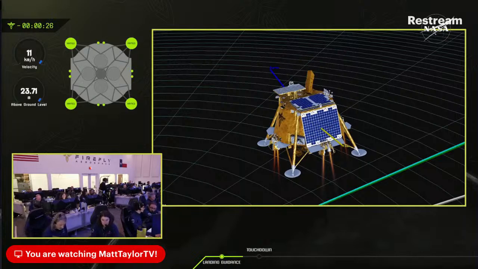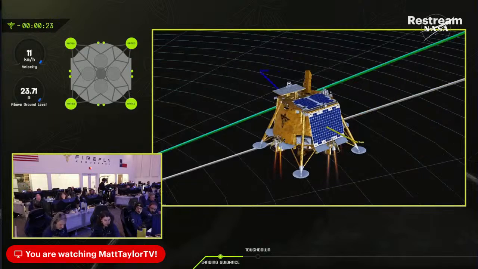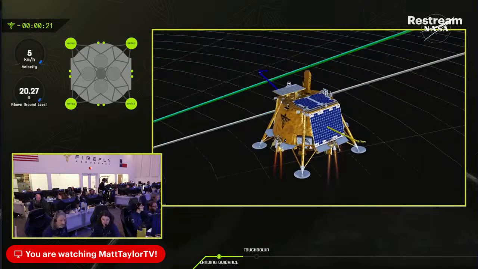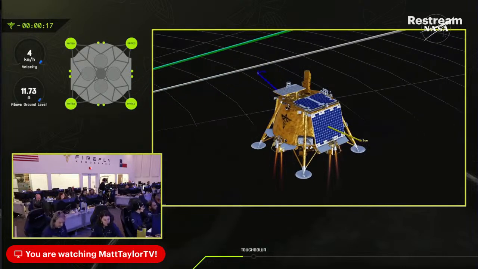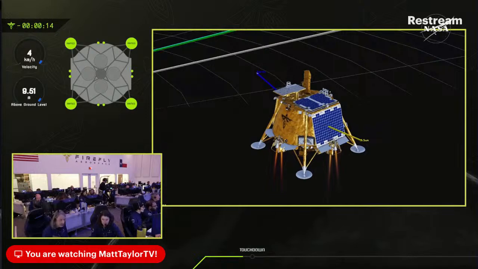Payload, verify 49.4. Copy. Verified. 11 meters up.